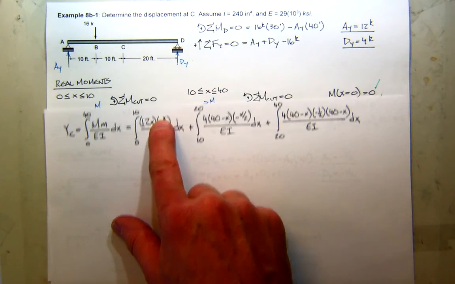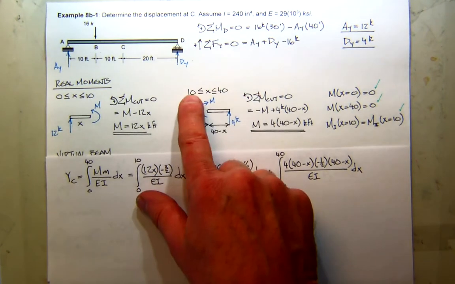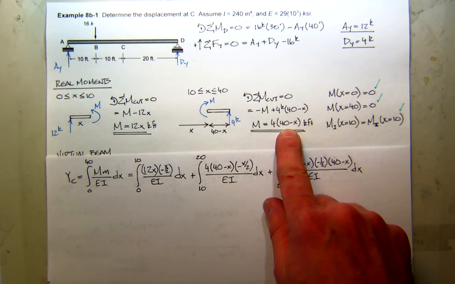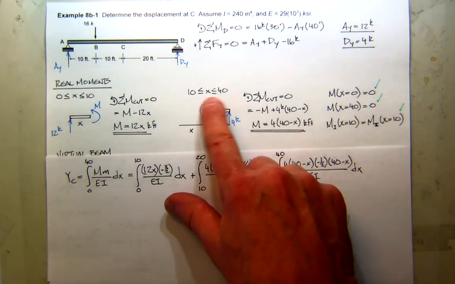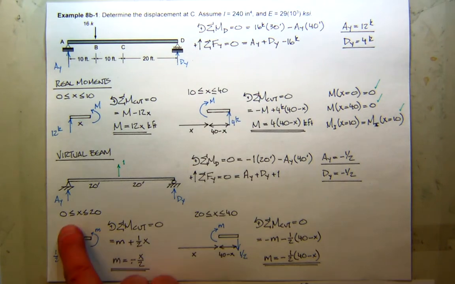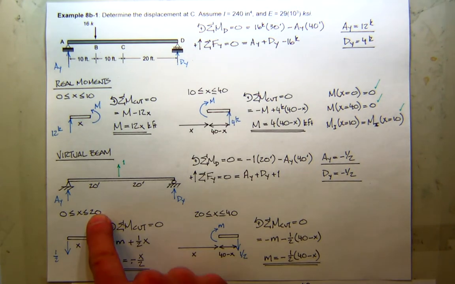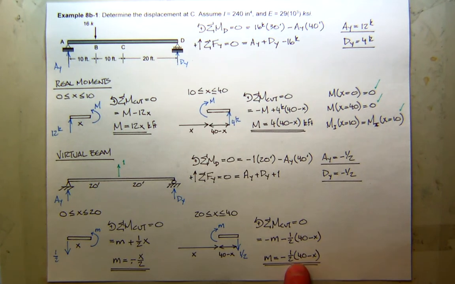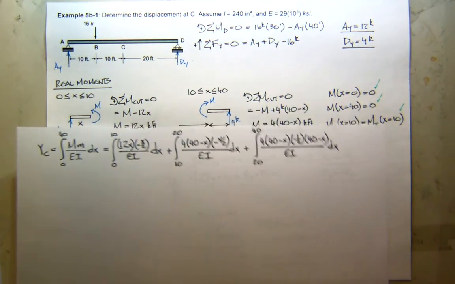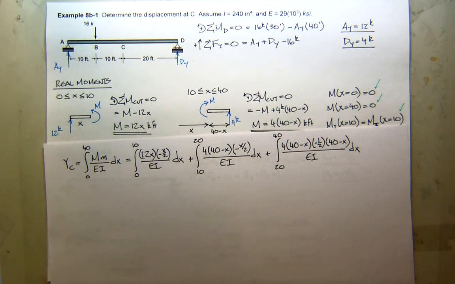But at 20, what happens? Or I'm sorry, at 10, what happens? I have to switch to a new moment, right? But I can't go from 20 to 40 because my virtual moment's only good from 0 to 20. So I got to stop at 20 and then shift to this one from 20 to 40. Maybe I can do this. Maybe you can see it better if I do this.